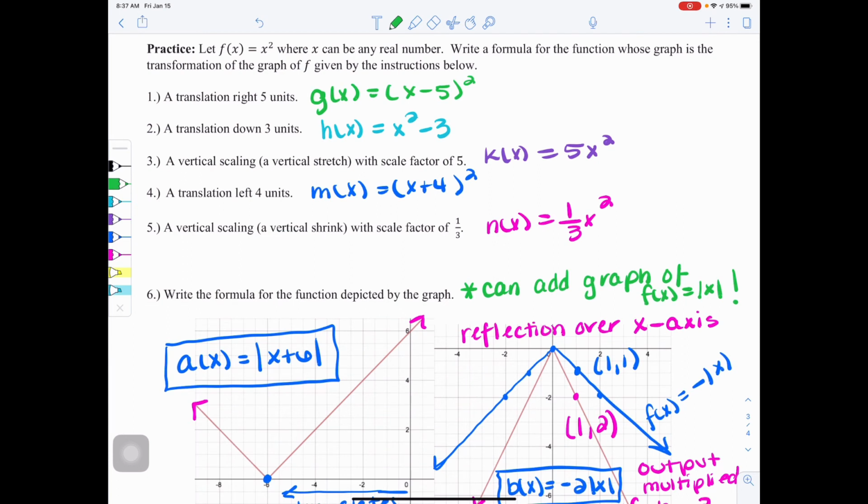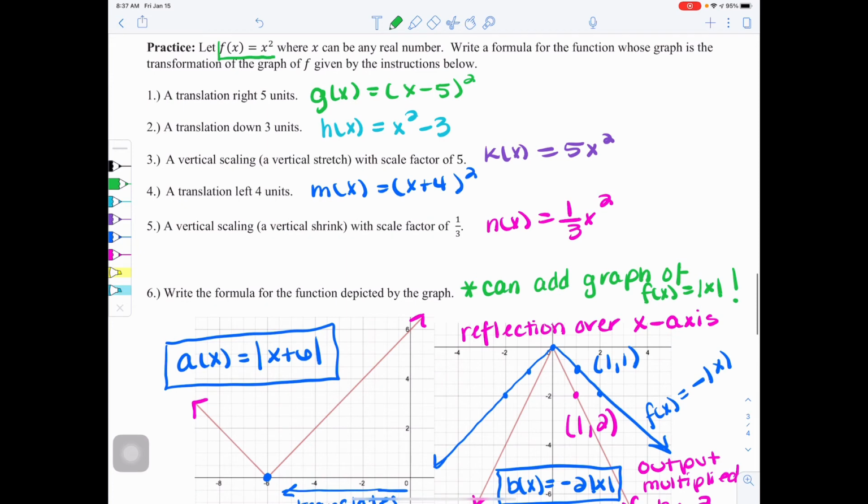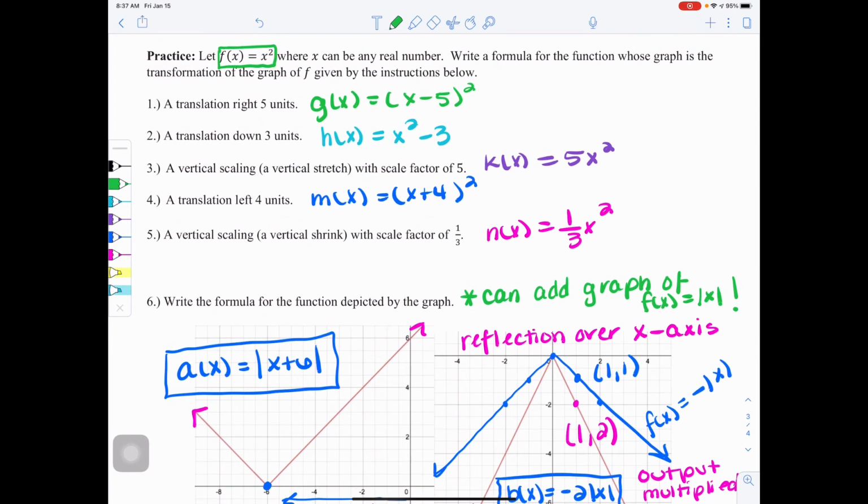Your parent function for this first 5 questions is let f of x equal x squared. So I'll mark that for you right here. X can be any real number. Your job is to write a formula for the function whose graph is the transformation of the graph of f given the instructions below. So the chart would have been really helpful to use here. If you're going to translate right 5 units, since I'm going to the right, I know it needs to be on the inside. And remember that the inside works the opposite of natural movement. So I'm actually going to subtract 5 on the inside.